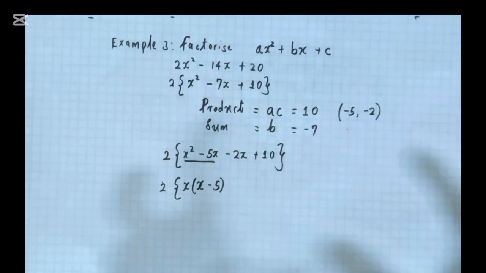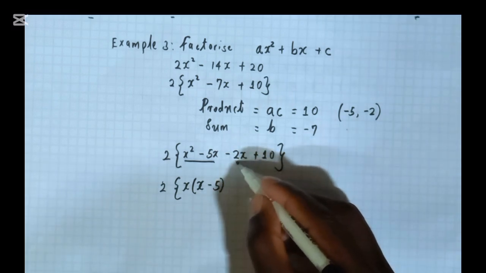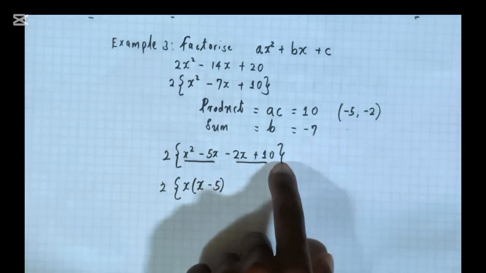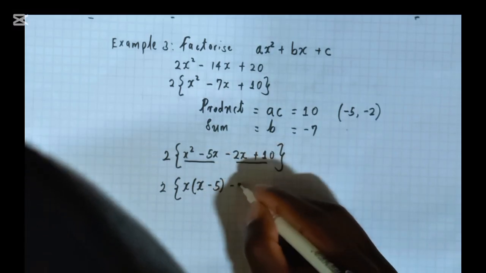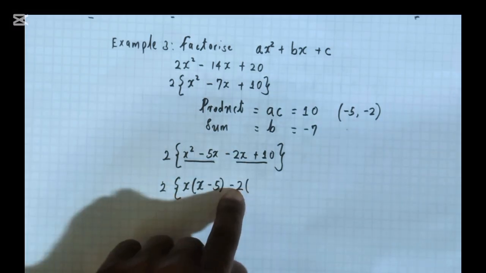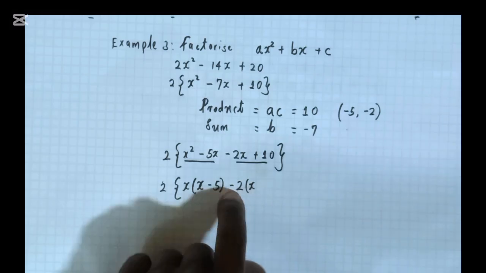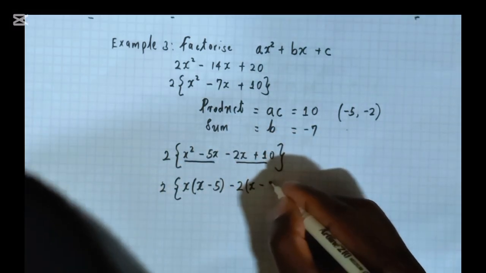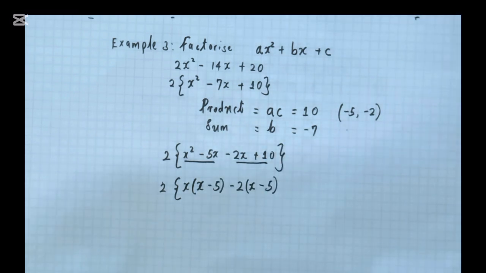We are done with the first pair. Then we think of the second pair, which is negative 2x plus 10. When you look at these two, their common divisor will be negative 2. Negative 2x divided by negative 2 gives us x, and 10 divided by negative 2, a positive divided by a negative number, gives us negative 5.